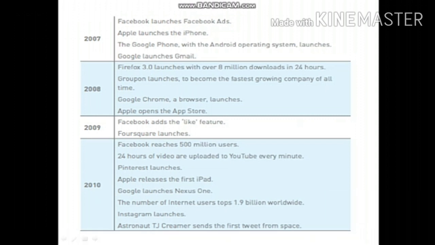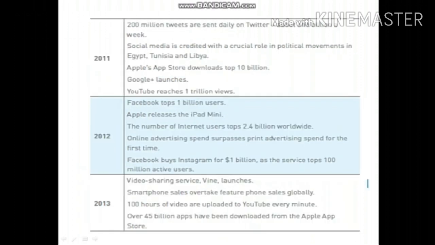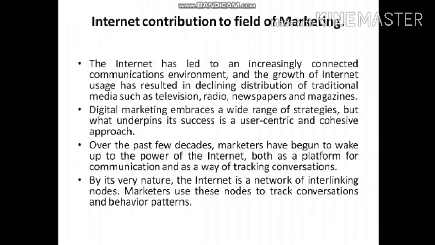Nowadays, so many people spend a maximum amount of time online, using social media. That is also one of the reasons for the growth of digital marketing. Internet contribution to the field of marketing.